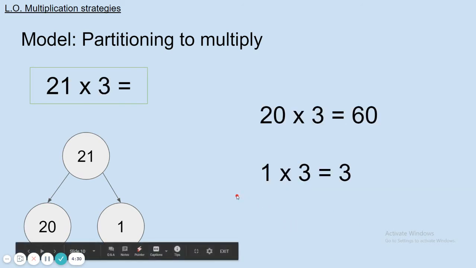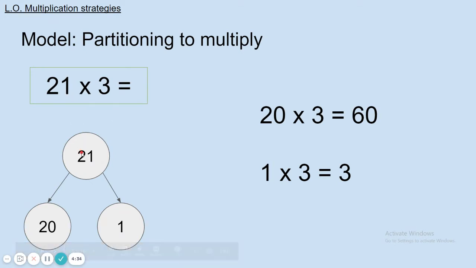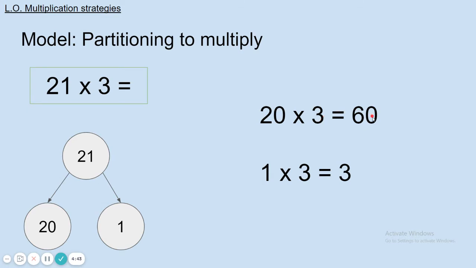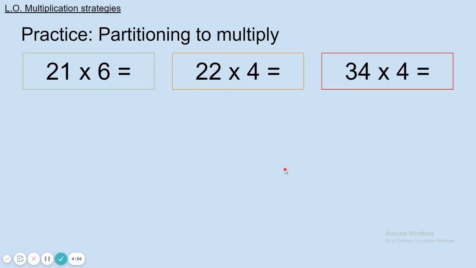Anyway, here's another example. We've got 21 times 3. And you've just partitioned it into 20 and 1. And then we can just multiply 20 by 3 is 60, because we know that 2 lots of 3 are 6. So 20 lots of 3 are going to be 60. And 1 lot of 3 is 3. So add them together, and what do you get? 63. Why don't you practice with some of these?